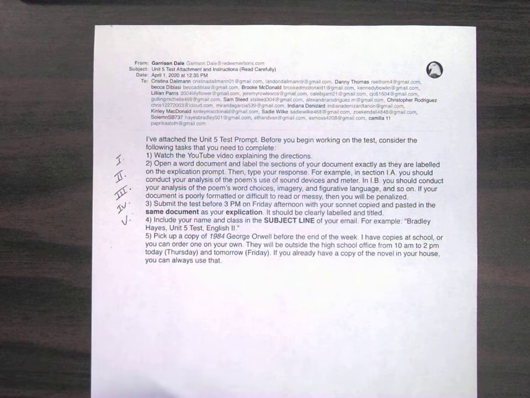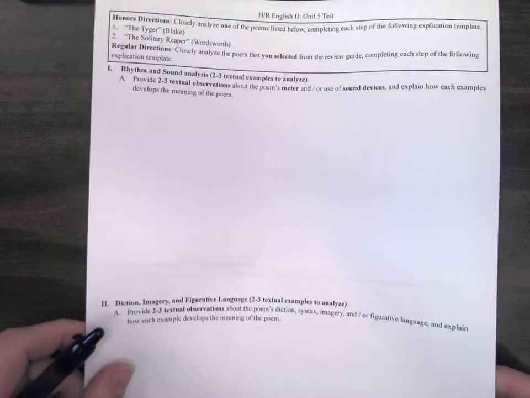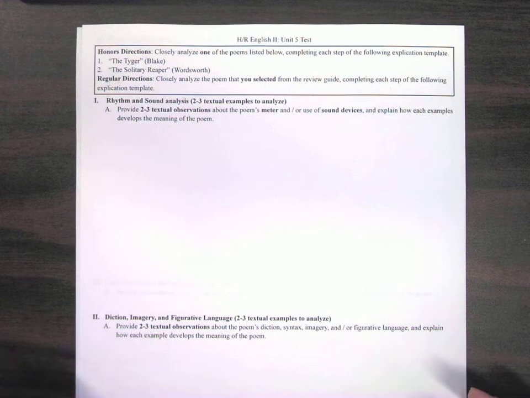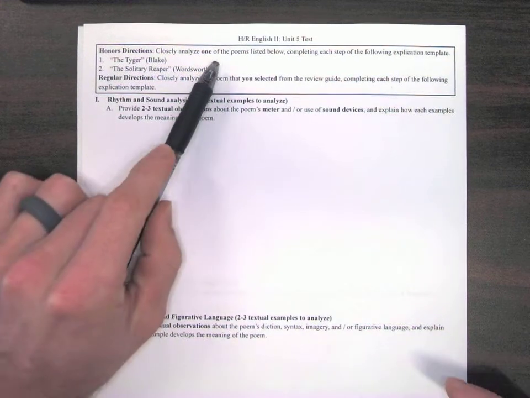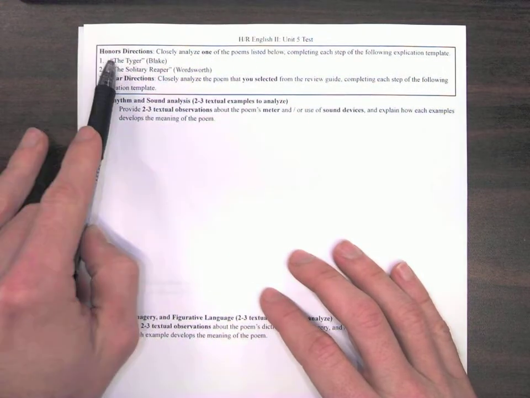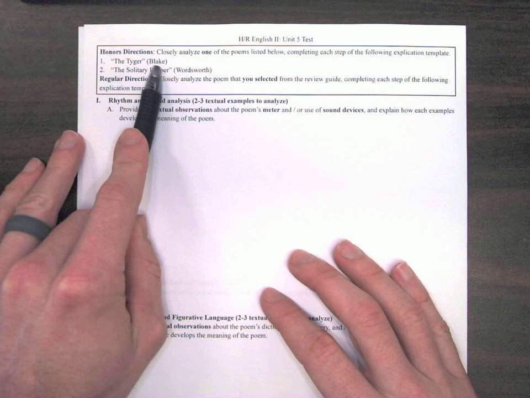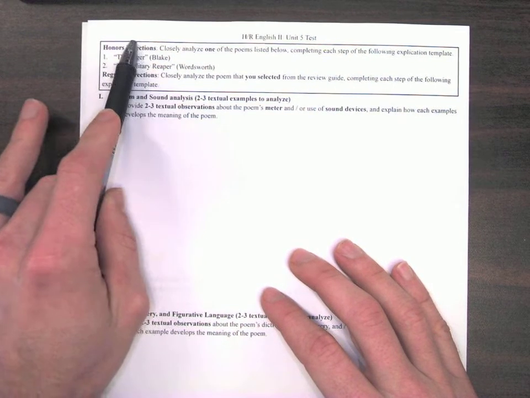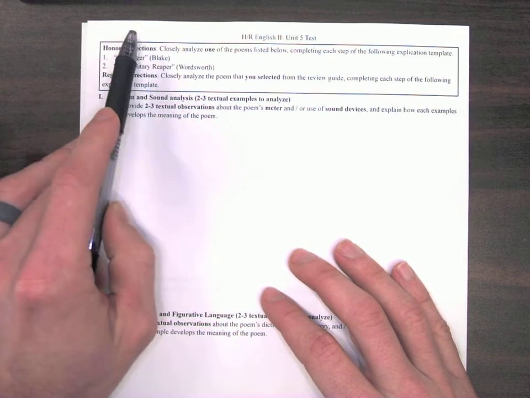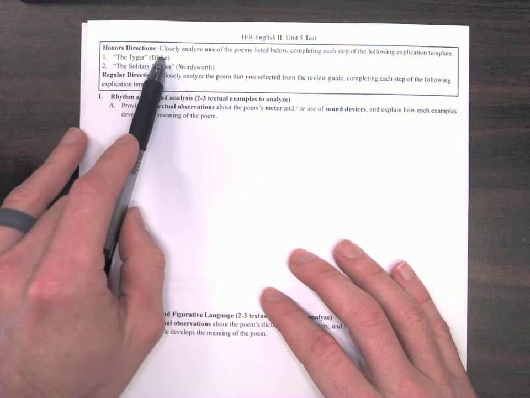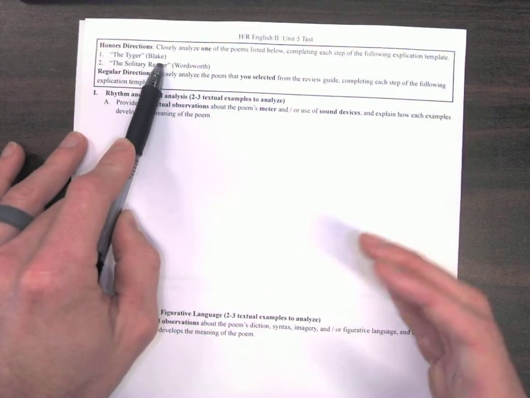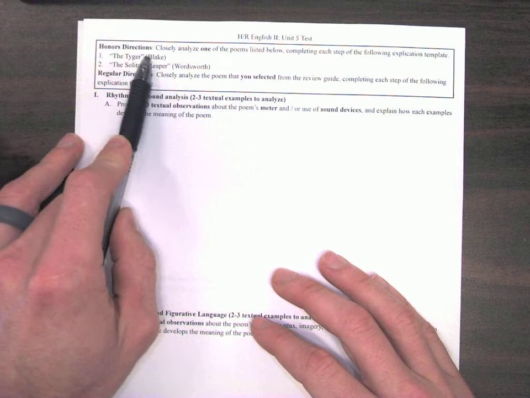So let's go ahead and open up that attachment, look quickly at the directions, and then you can begin work on your Unit 5 test. So if you are in the honors class, you need to closely analyze one of the poems listed below. Either The Tiger by William Blake or The Solitary Reaper by William Wordsworth. So if you're in the honors class, you should have prepared for all of the poems, and you have to write your essay, your explication, about one of these 2. So you do have a choice, but it's obviously a choice between 2 poems.